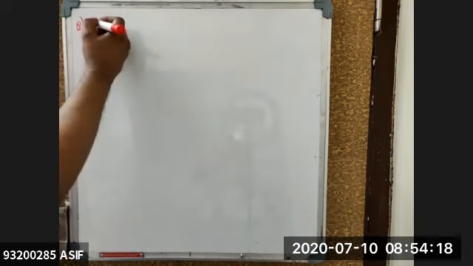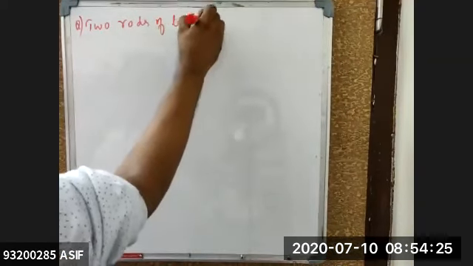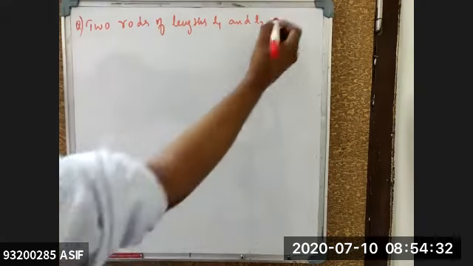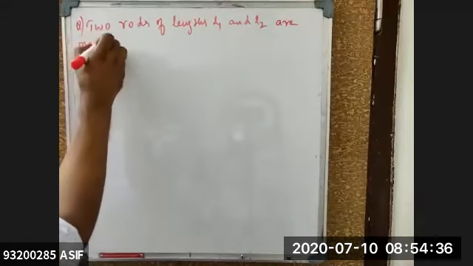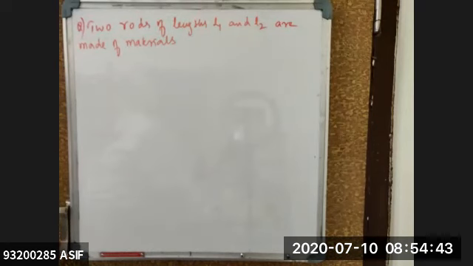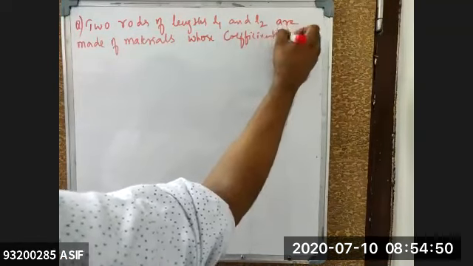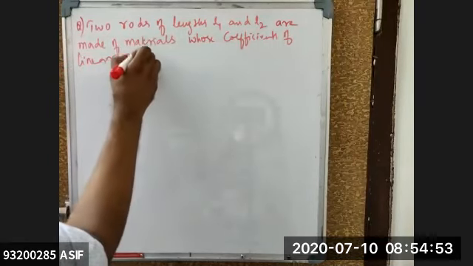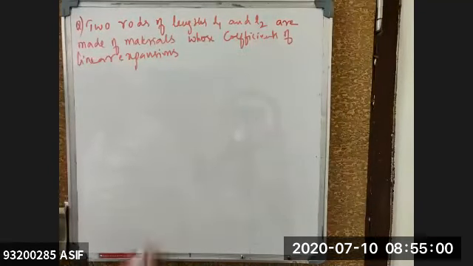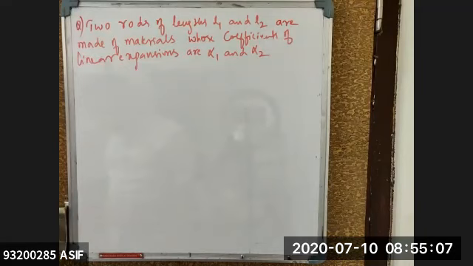Chalo. See this question, beta. Two rods of length L1 and L2 are made of materials whose coefficients of linear expansion are alpha 1 and alpha 2.